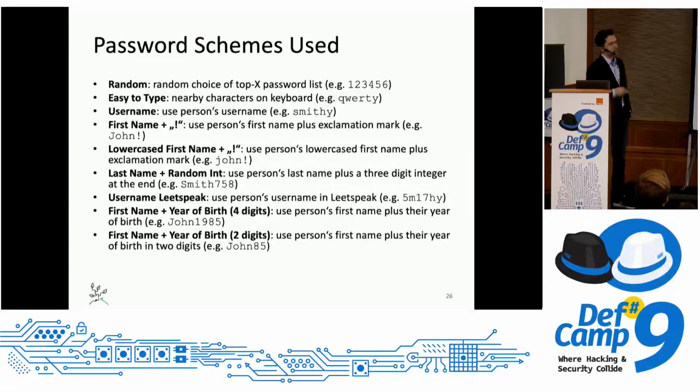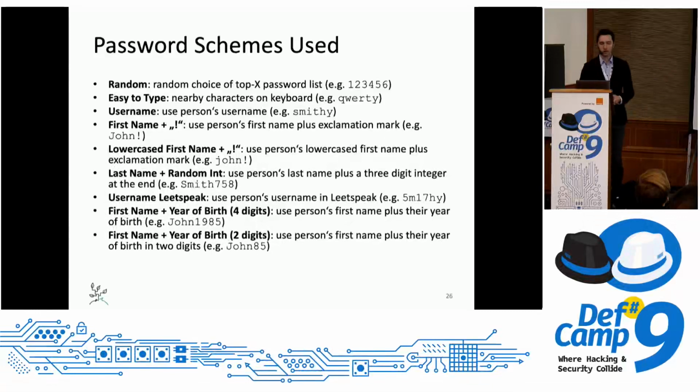Another scheme would be that the password is easy to type, like QWERTY or whatever, ASD and so on. Also, a password scheme is to just use the username of the person, or use the first name and exclamation mark, use the lowercase first name and exclamation mark, use the last name and a random integer, use the username in LeetSpeak, use the first name and year of birth, 4 digits and 2 digits. So these are the password schemes I used, and they all have a certain distribution in the data set.